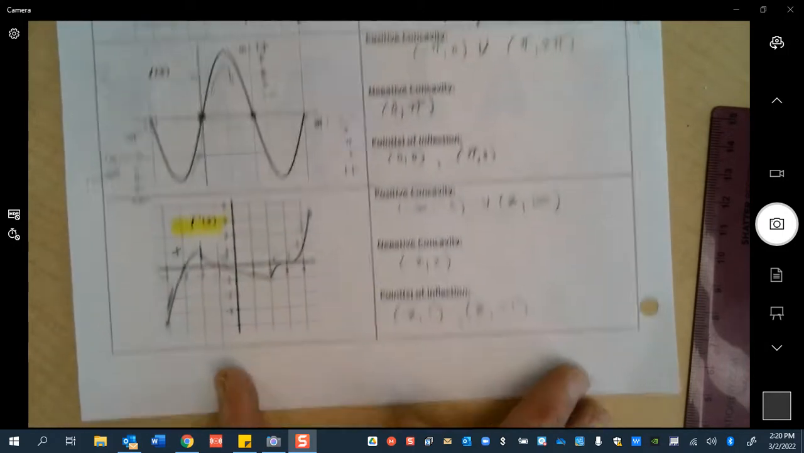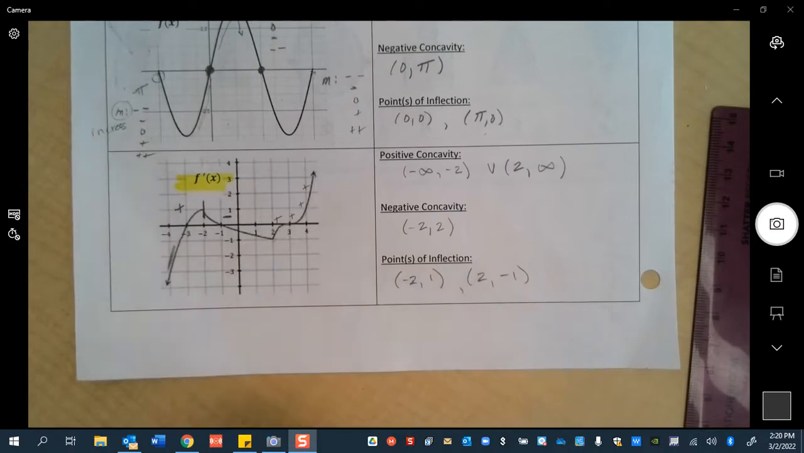Let's talk about the last one. When my derivative is increasing, when my derivative is negative, but my derivative value is getting bigger, bigger, I have positive concavity. My derivative is getting smaller, I have negative concavity. When my derivative is getting bigger, I have positive concavity.